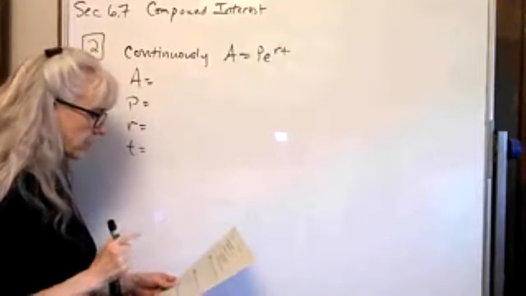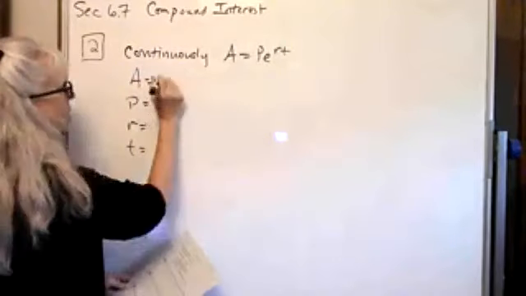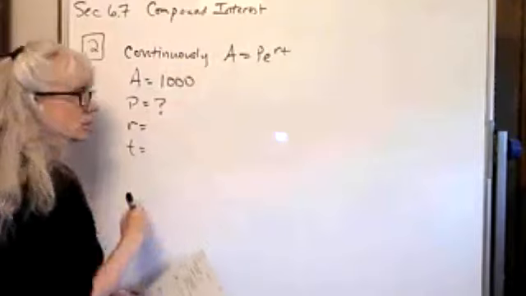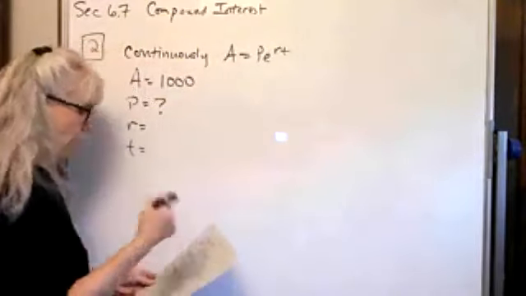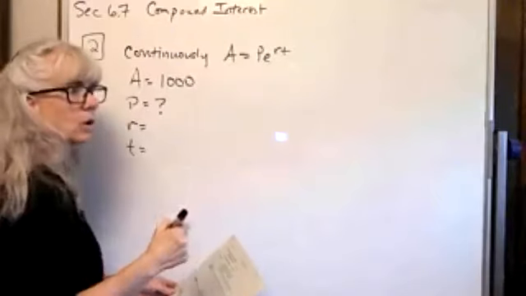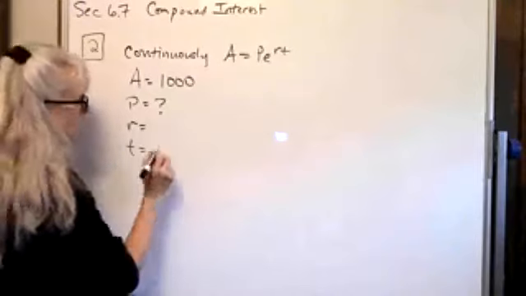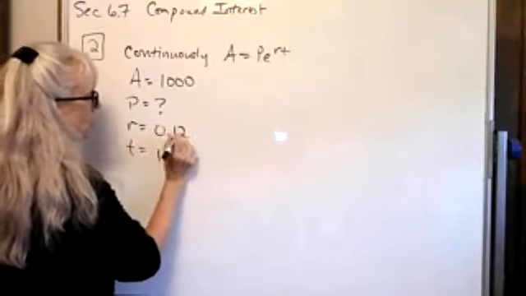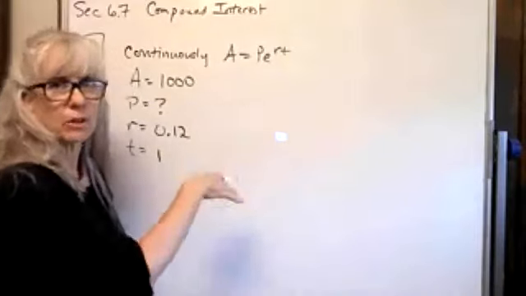Well, find the principal needed now. So the principal is the unknown, and we need $1,000. So let's say you know that you have to repay somebody $1,000, or you need $1,000 to buy something in 1 year. How much do you have to put into the account now so that you'll have the $1,000 in 1 year? So the time is 1 year. The interest rate is 12%, which would be 0.12. Again, too large to be realistic, but it works for the illustration of the problems.